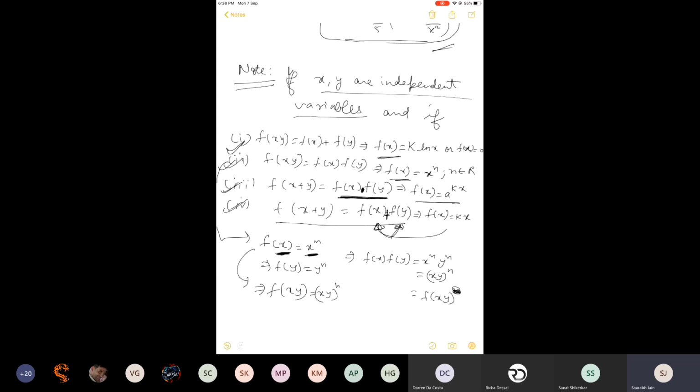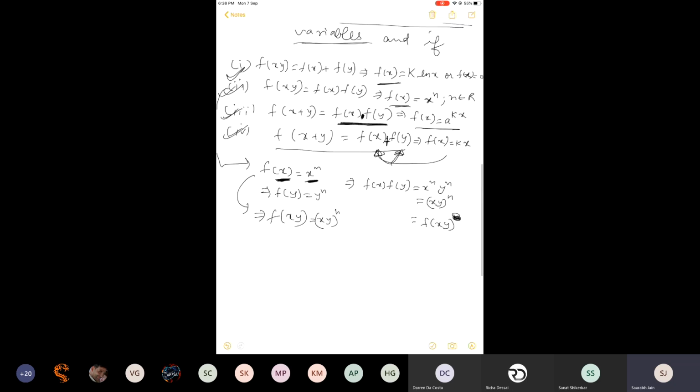Now sometimes questions come straightforward based on one of these four results. Like a question was asked in JEE Main, if x, y belongs to R, means x and y are independent variables, okay? And f(x plus y) is equal to f(x) plus f(y), and f(1) is 5. Then find sigma of f(r), r from 1 to n. This is the question. Everything is written here which is required to solve this question. Solve and tell me what is the answer.